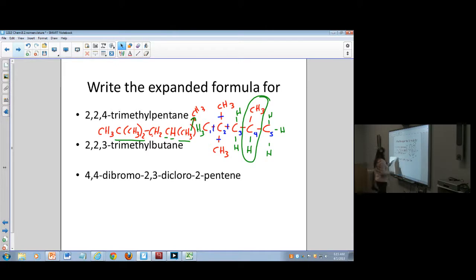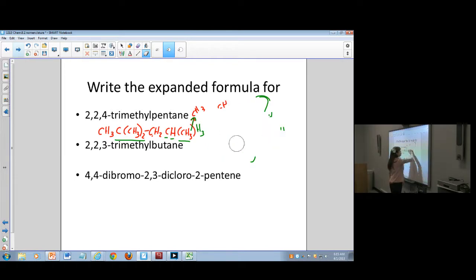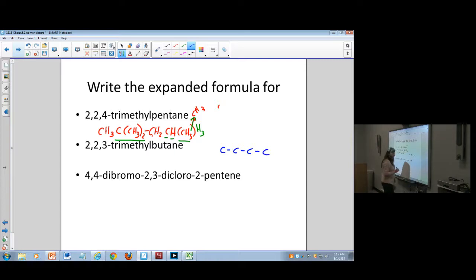All right, how about 2,2,3-trimethylbutane? I'll try and squeeze it in here. In fact, I'll take this off. All right, 2,2,3-trimethylbutane. So this time I need a 4-chain carbon. I'm going to put in a methyl group on carbon 2 twice and a methyl group on carbon 3. Then I'm going to fill in my hydrogens.